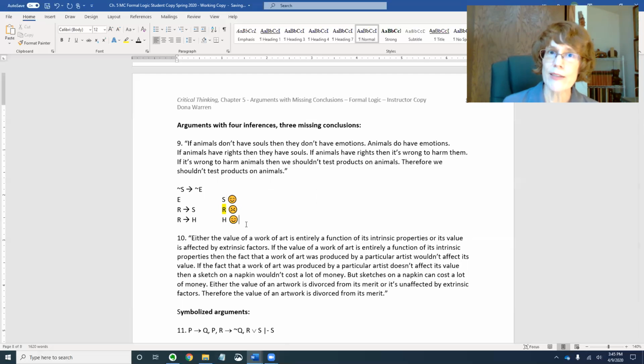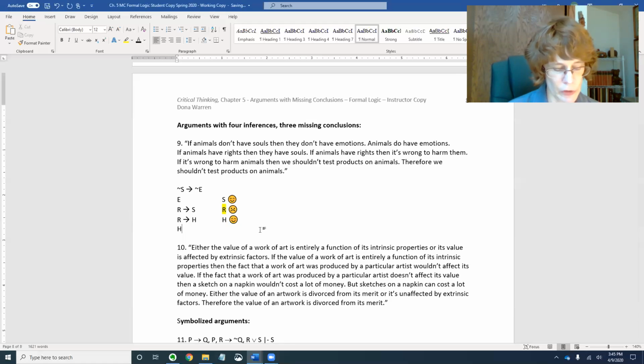That leads me to think that maybe the author has made the mistake of concluding R, because the author goes on to reason as if we have concluded R ourselves. So I'm starting to think, looks like that's a mistake that the author made, but let's continue. If it's wrong to harm animals, then we shouldn't test products on animals. If it's wrong to harm them, then we should not test products on them.